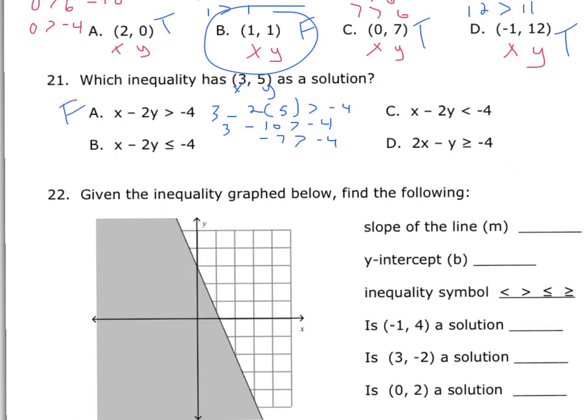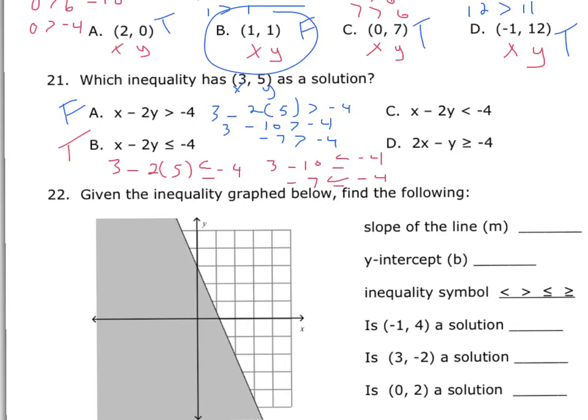In letter B, we're going to substitute the same values in. So it's 3 minus 2 times 5, and we're saying that that's less than or equal to -4. It works out the same, so 3 minus 10 is less than or equal to -4. 3 minus 10 is -7, and we're saying is that less than or equal to -4. And I just explained that above. -7 is less than -4, so that makes B true.